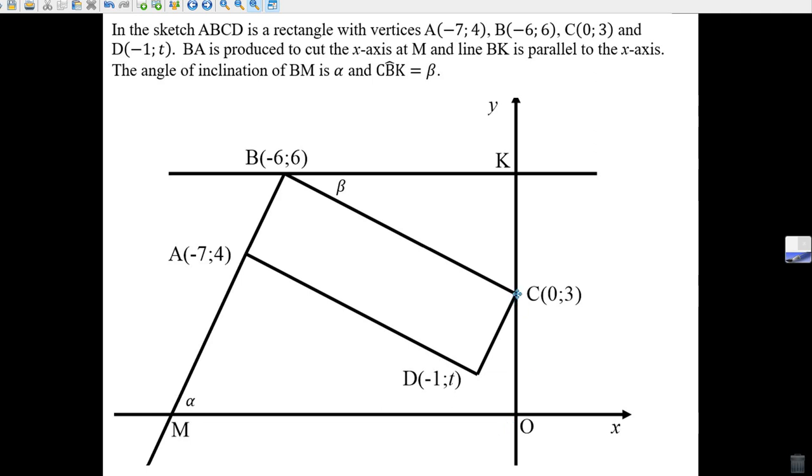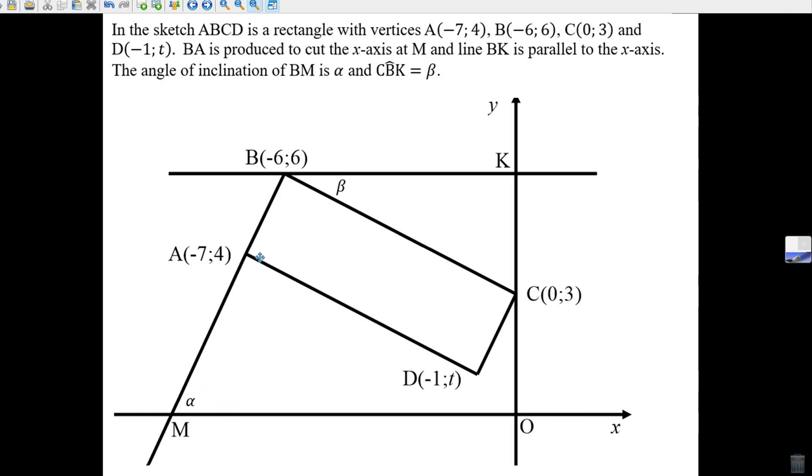This is the y-axis. That's like a little corner there, a y-intercept of that line there. -1 to the left, and we don't know how far up. We call it t. There's an angle right here, alpha, between this horizontal line here. That's really important. You see the line BK and the line MO, I think they tell you they're parallel. BK is parallel to the x-axis, so it's pointing exactly straight across. The angle of inclination is alpha here.